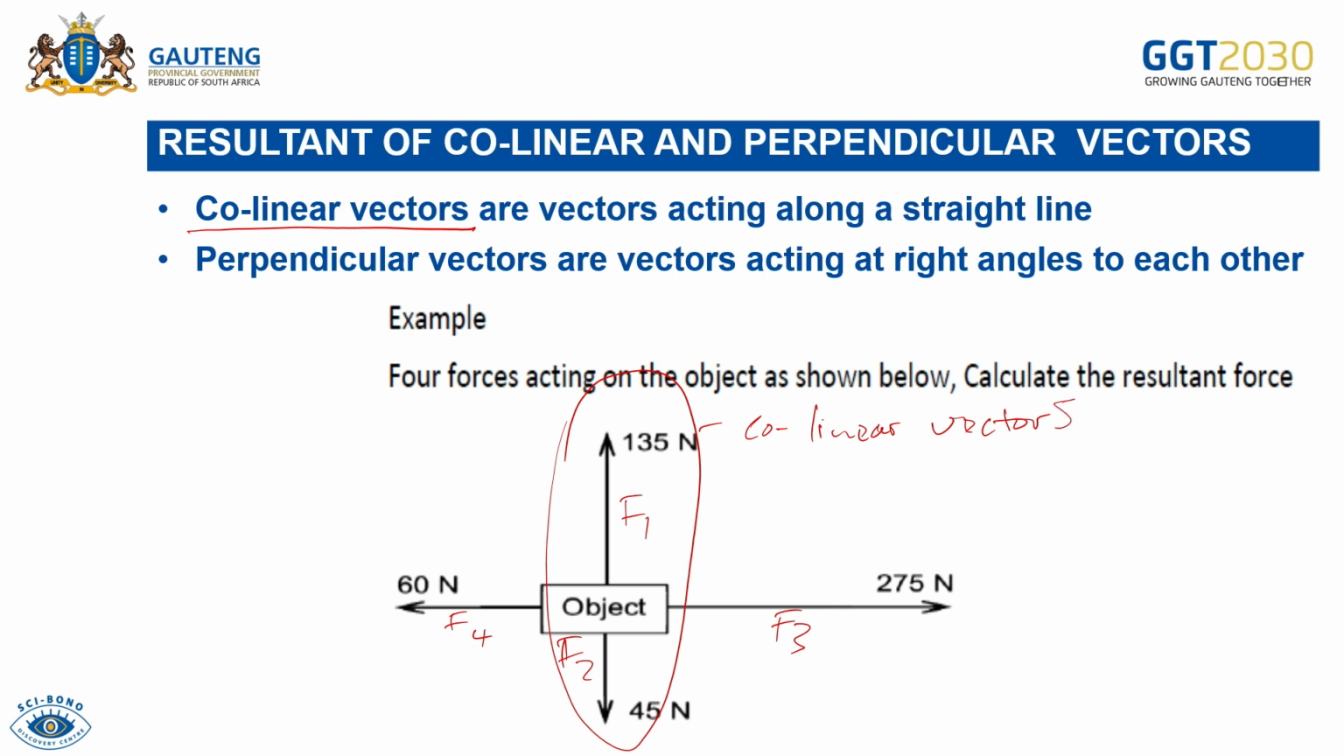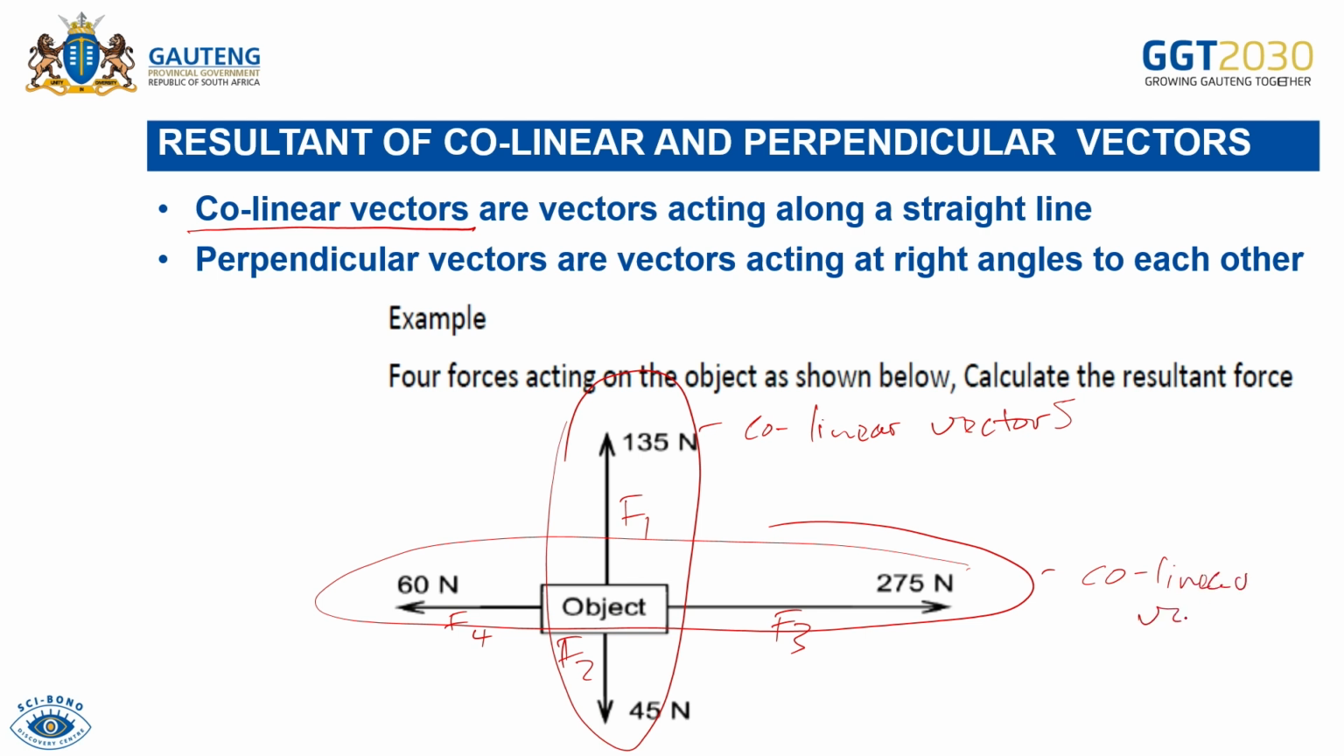Vectors, right? Look again, your 60 newtons and your 275 newtons. They are acting along a horizontal straight line. So these are also collinear vectors, right? So collinear vectors, those are vectors that are acting along a straight line. Okay, vectors acting along a straight line.